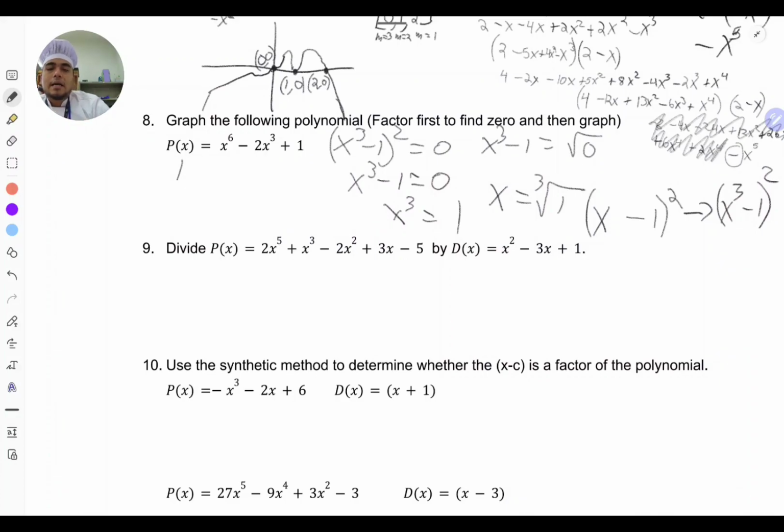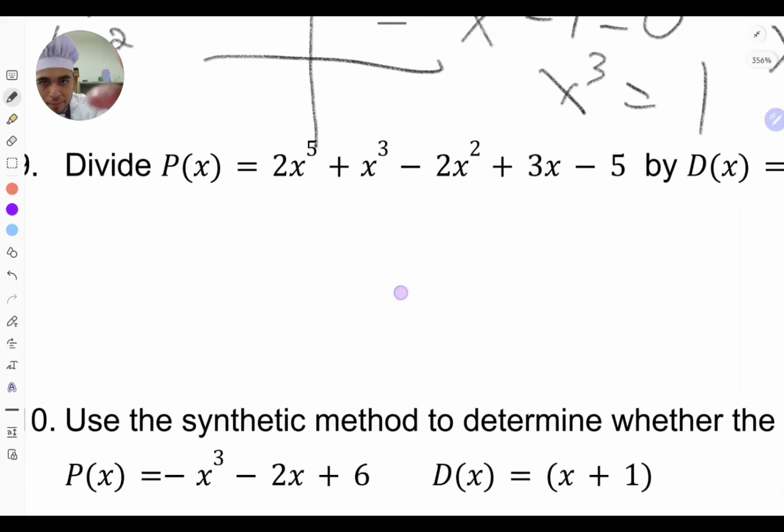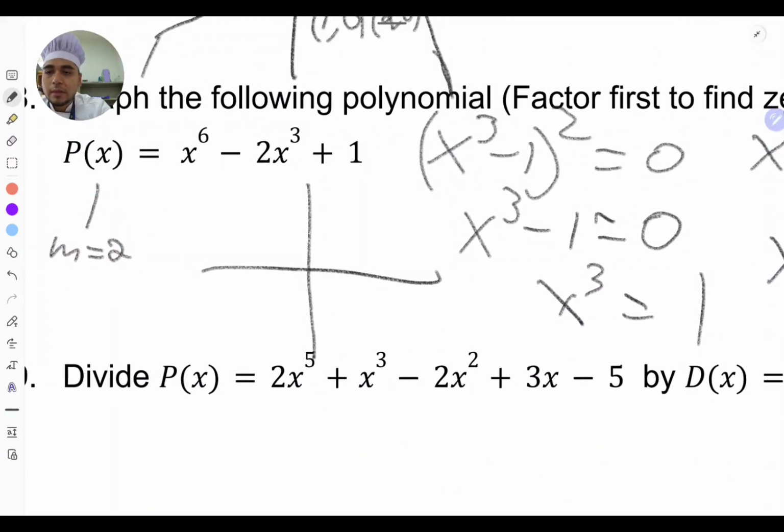Now, what can we do? Well, we know that there's only one zero. The only zero is at 1, which means there's only one real zero, which means that this zero has a multiplicity of 2. So our m value should be 2, right? Now let's graph a polynomial and zoom in to our graph. So our zero is at 1.